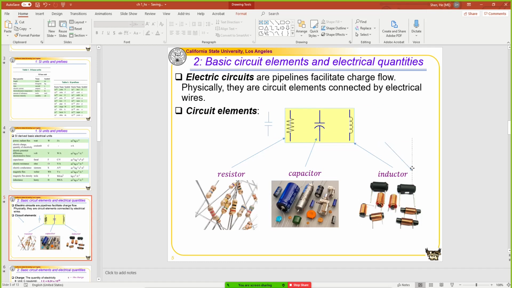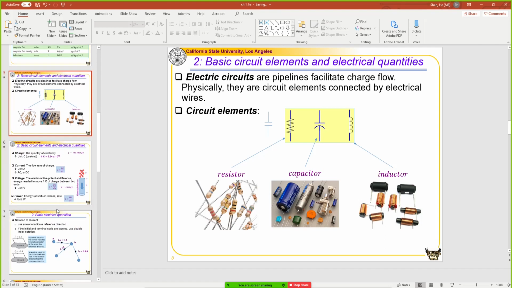So next one is the inductor. The inductor is also a very common element in any circuit. You can make inductors pretty easily by wrapping copper wire around a cylinder, then pulling it out, and it becomes an inductor. This is why the inductor has a symbol like this. It looks like a coil, right? So these three are the basic circuit elements.